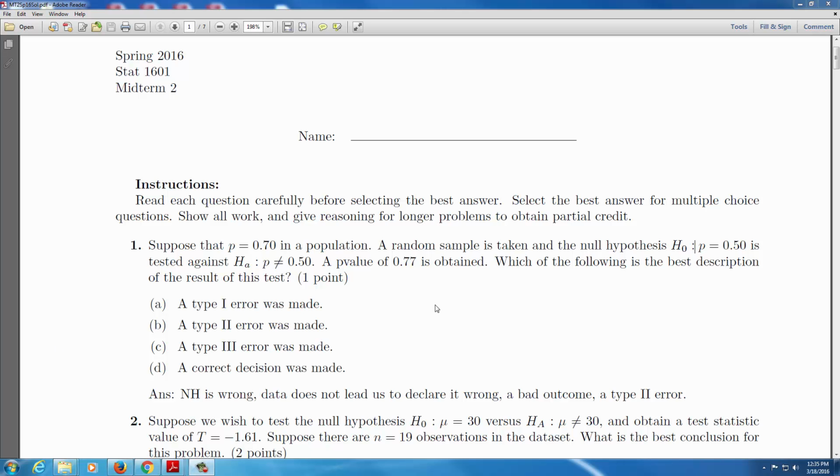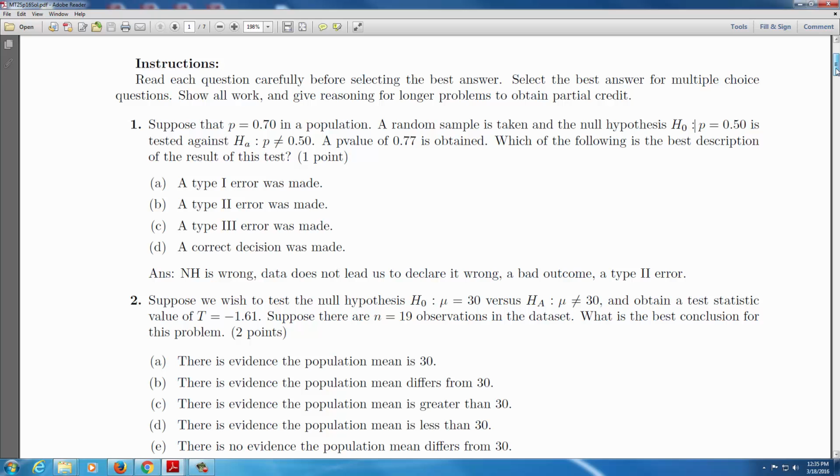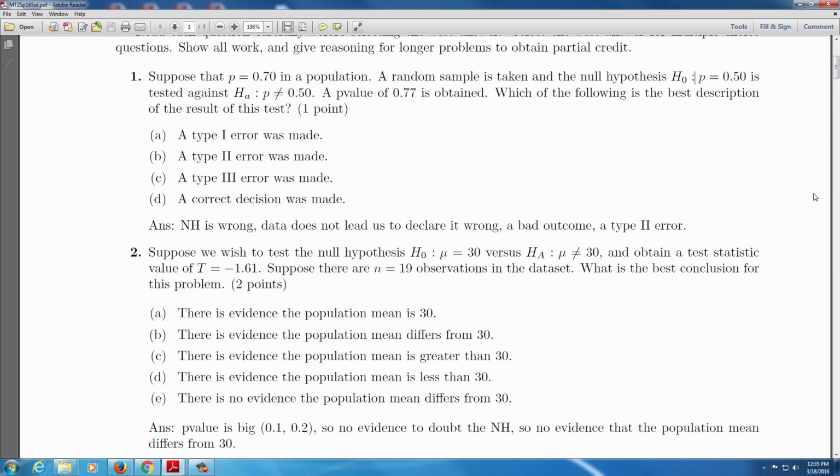Hi, I'd like to talk to you about what's going on in midterm number 2 for spring 2016. The first problem told you that the truth in a population, the true parameter, was p equals 0.7. We test against a null hypothesis that the truth is a half, and we obtain a big p-value, which should suggest to us no evidence to doubt this particular wrong null hypothesis.